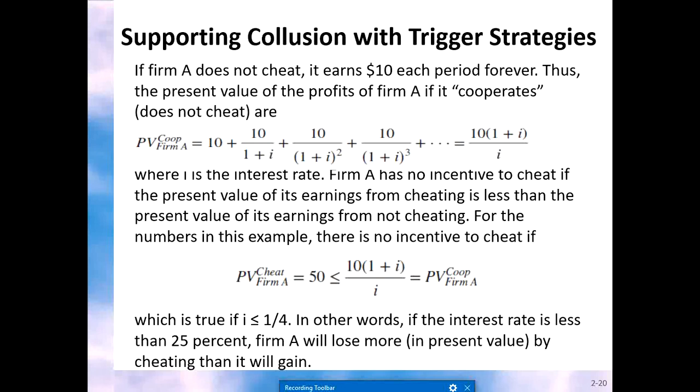If, for example, the interest rate is less than 25%, firm A will lose more in present value by cheating than it will gain. But if the interest rate is more than 25%, then it is better for firm A to cheat, because it will gain more by cheating than by cooperating.